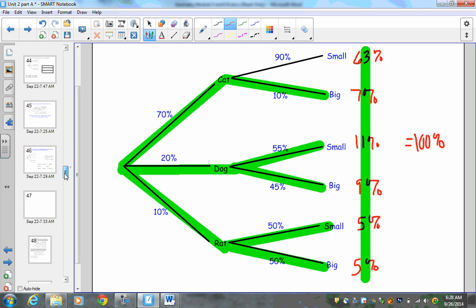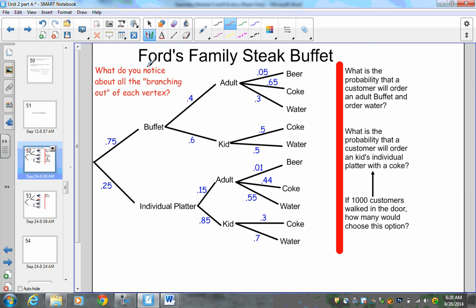All right, let's do a couple more and then we'll call it a day. Here we have Ford's Family Steak Buffet. We have a couple questions to the right here. What do you notice about the branching out of each vertex? Once again, we've already covered this. Everything equals 100%. Pretty simple. Now, what is the probability that a customer will order an adult buffet and then order water? So they'll order a buffet, it's going to be an adult, and they're going to drink water.